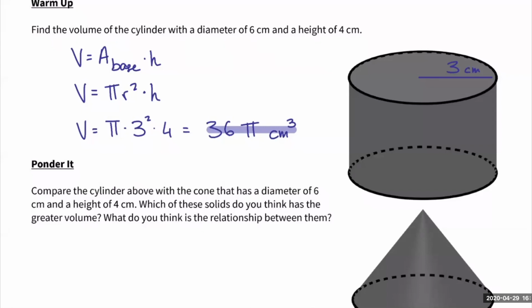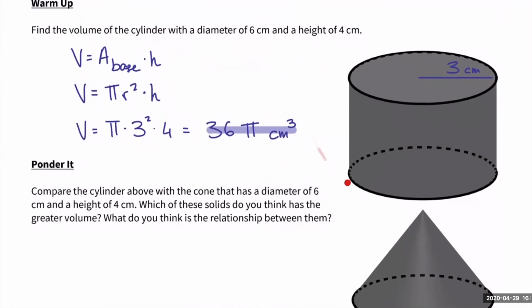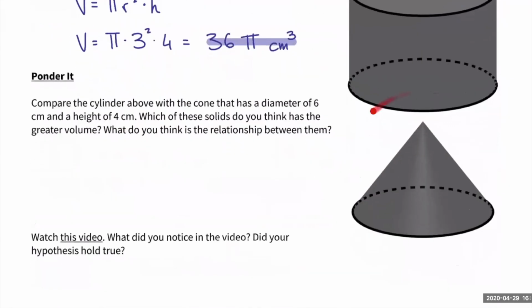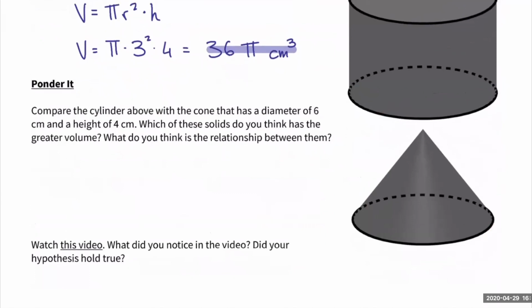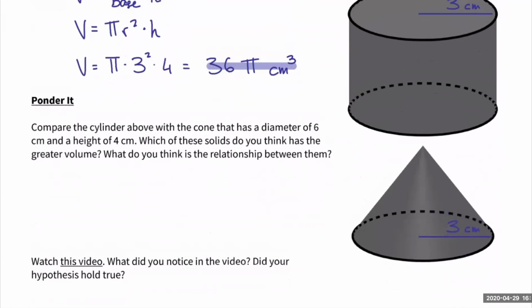All right, let's push forward. So I want you to just think about this. What happens when we compare this cylinder, right, with this cone, given some of the same dimensions? So we have a 3 centimeter radius on our cylinder. This cone, we'll say, has a 3 centimeter radius as well. And we have a height of 4 centimeters. Let's say that we also have a height of 4 centimeters on our cone, all right?